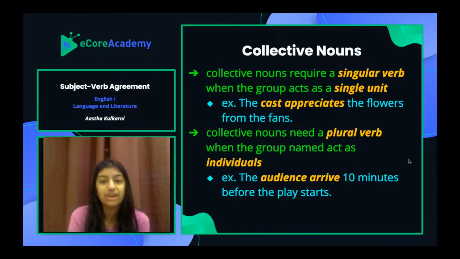And then this is kind of the opposite of the last one. Collective nouns need a plural verb when the group named acts as individuals. So the audience would be individuals. So then you're going to need a plural verb for that. So it's going to be the audience arrive 10 minutes before the play starts.